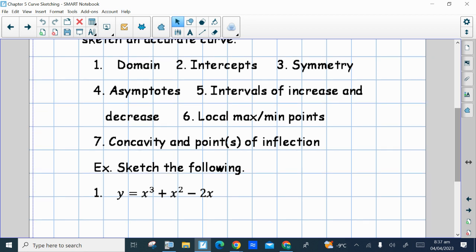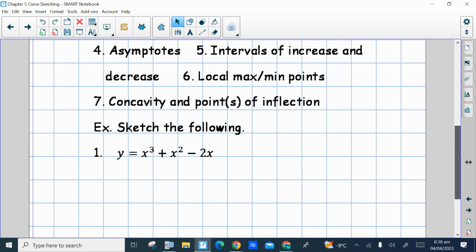Asymptotes, so they come from rational functions. The non-permissible values of the denominator tell you what the vertical asymptote is, and some rational functions have, well, they all have horizontal asymptotes as well. We'll talk about the intervals of increase and decrease, which we use the first derivative for, and we can also find our local max and mins using the first derivative. We've also seen that we can use a second derivative to find max and min points, but we also use a second derivative for points of inflection. So those are all the things that we will look at.